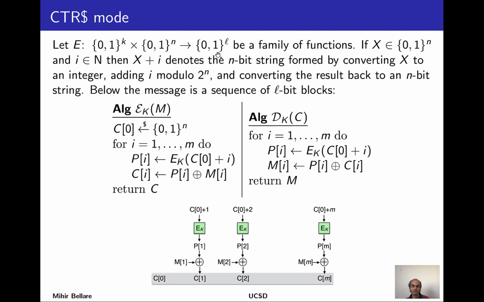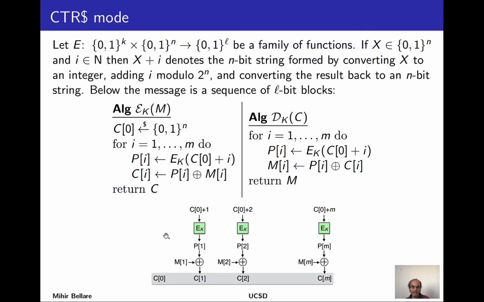Okay, a little bit of notation. If I have an n-bit string, x plus I denotes kind of what you would expect. You think of x as an integer and add I, and then think of it as a string again. And to make this make sense within the boundaries we have, you will do the addition modulo 2 to the power n.